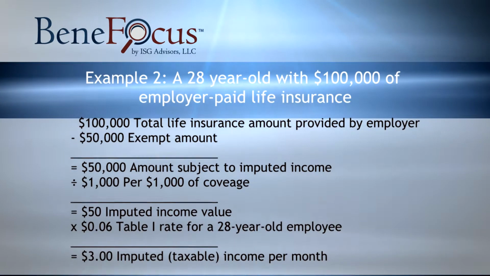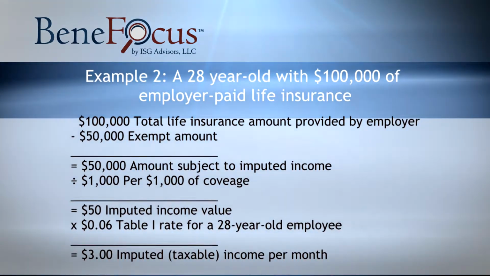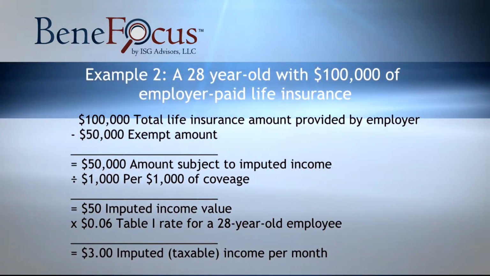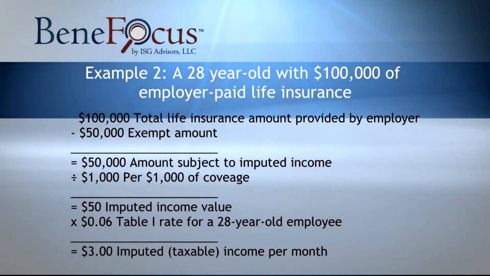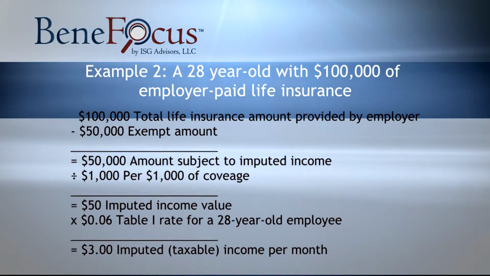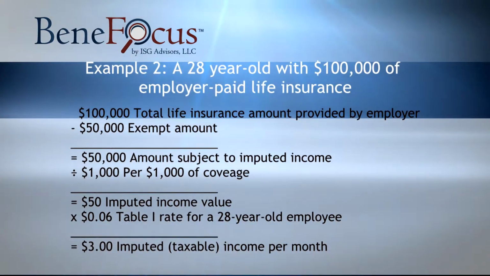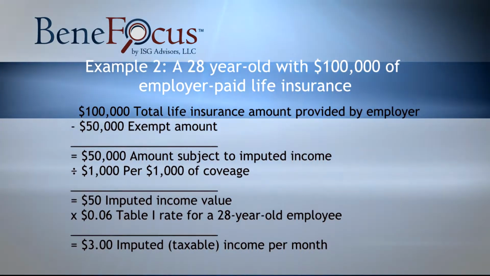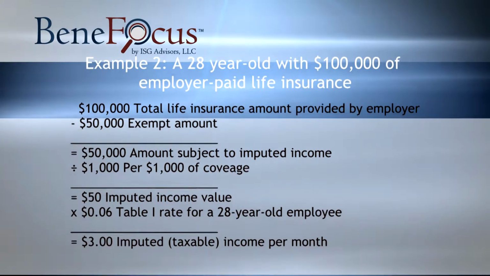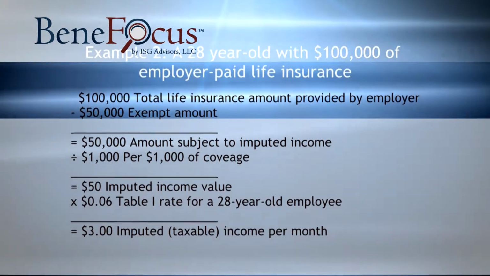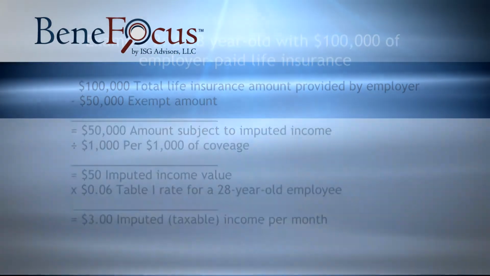If you recall, the rate is applied on a per $1,000 of coverage basis, so we divide that by 1,000, leaving $50 of the imputed income value. The rate for a 28-year-old employee is 6 cents, so we multiply that by 6 cents, leaving $3 of imputed or taxable income per month. One thing to note is that this is the monthly calculation.